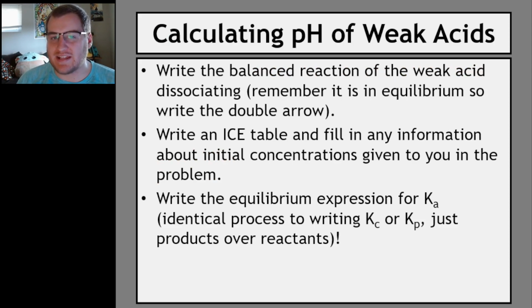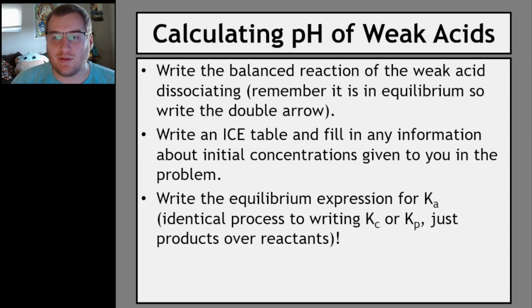Calculate the pH of a weak acid. I give you a little set of instructions on there for how to do it. It's a little bit complicated. This is where the equilibrium stuff is going to come into play. You're going to write the balanced reaction of the weak acid dissociating. Remember that it's in equilibrium, so write the double arrow for this one.